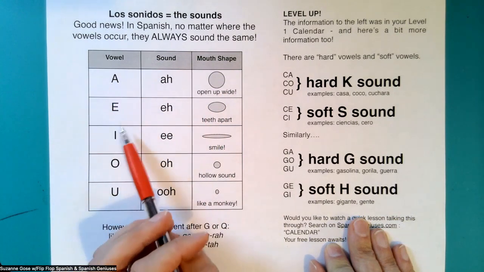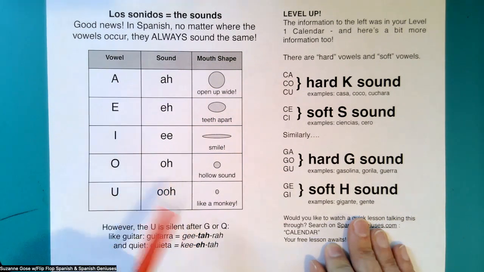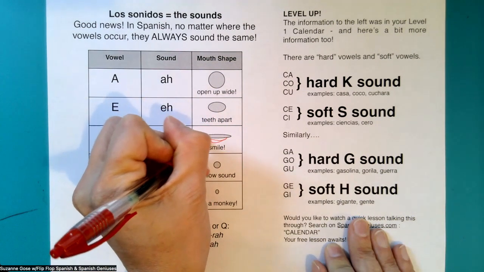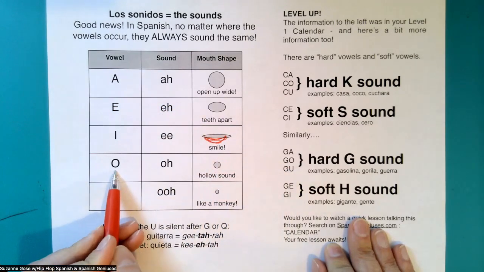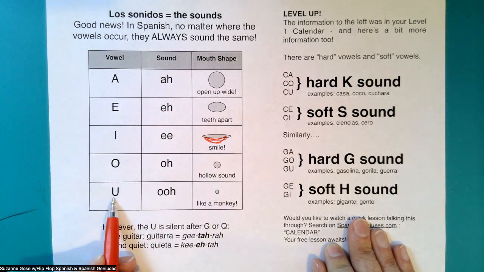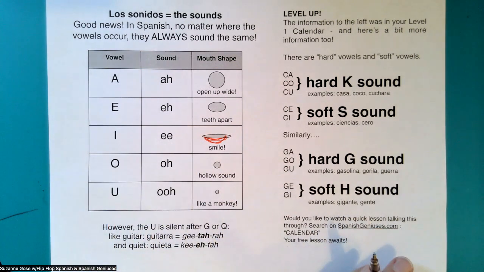A, E, I. This one, I like, this was my favorite. E, smiley face. O, U. So let's do this one incorrectly. O, not O. Your teeth are apart, but your cheeks can push in. So let me show you. You can look at me and maybe you can have a mirror nearby. O, O, O. So your lips are together.